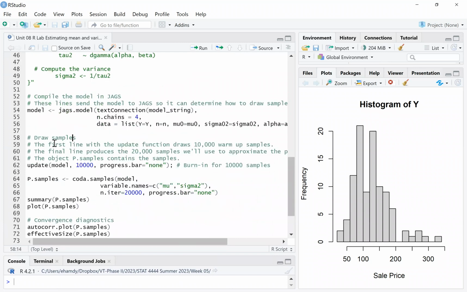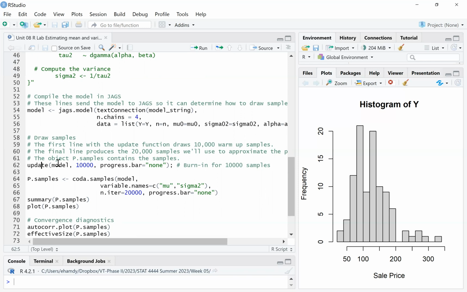So now I will draw samples, or I'll ask R to draw samples from each posterior distribution. We have 2 posterior distributions for the 2 parameters, one for mu, one for sigma square. So the first line with the update function draws 10,000 warm-up samples. Those will be discarded. Those will be removed. And then after that, I will ask to randomly select 20,000, assuming the convergence will happen at 10,000. But I will see if the convergence happens at 10,000 or before 10,000, which is fine. But after 10,000, I will come back and change this one.